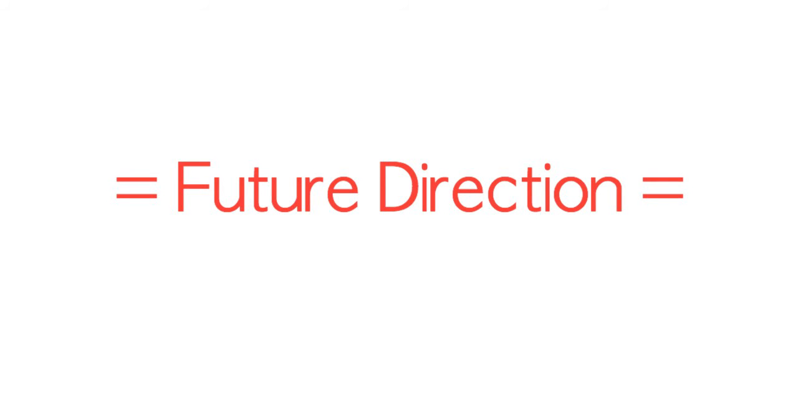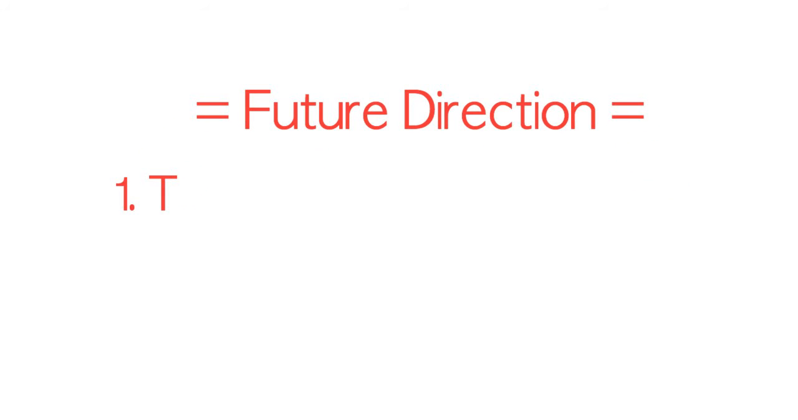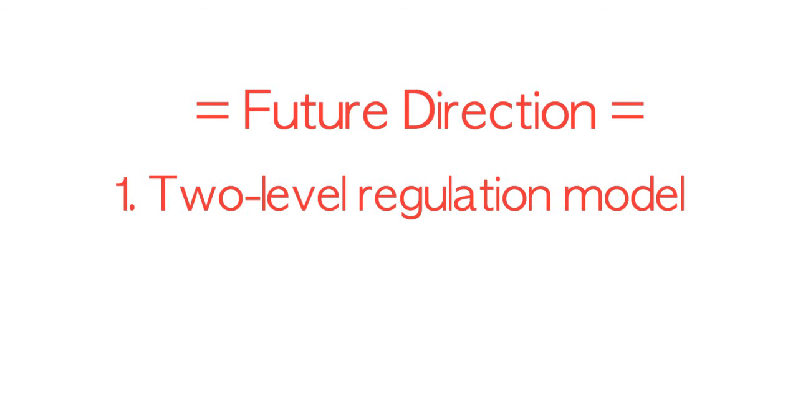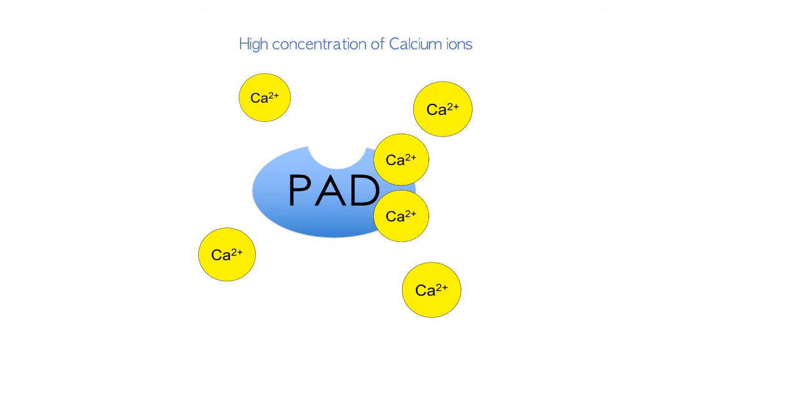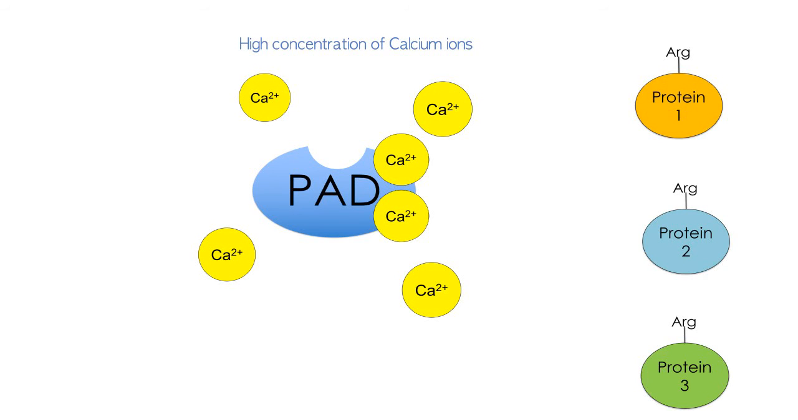So, what are the future directions for research in citrullination? Researchers have suggested a two-level model for citrullination. At very high calcium ion concentration, PAD is fully active and it has broad substrate specificity. This means that it can deaminate any arginine-containing protein. This could lead to autoimmune response as novel citrullinated protein will be recognized as antigen and targeted by the immune system.